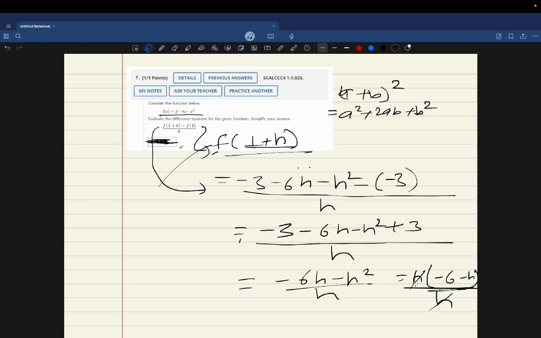Okay, so I just took h out, so we can cancel the numerator and denominator. Our final answer will be from here, which is, I'll just make some space. Okay, so our final answer is negative 6 negative h. So this is our final answer, and then I'll also reveal it here.